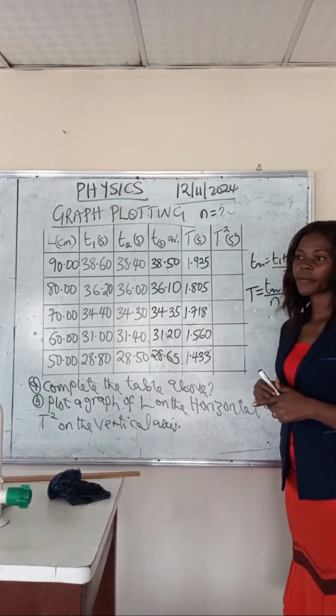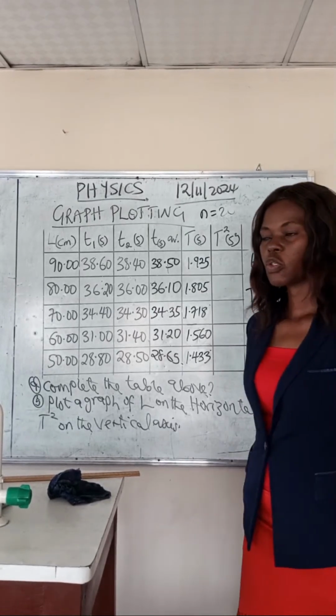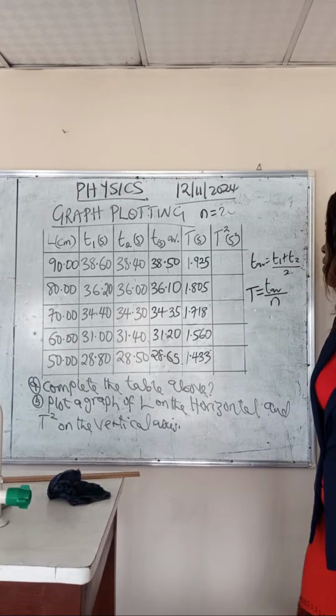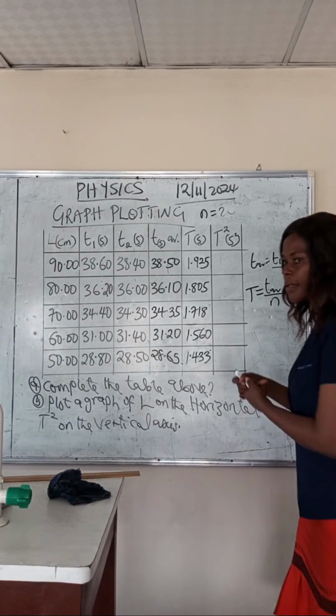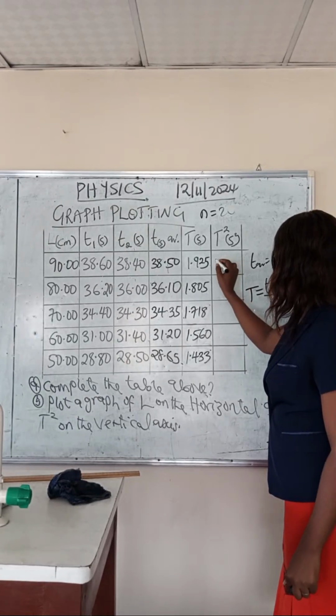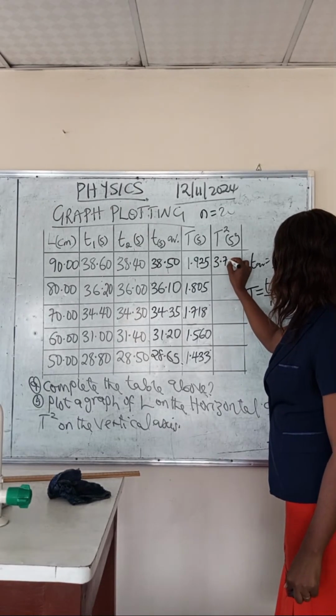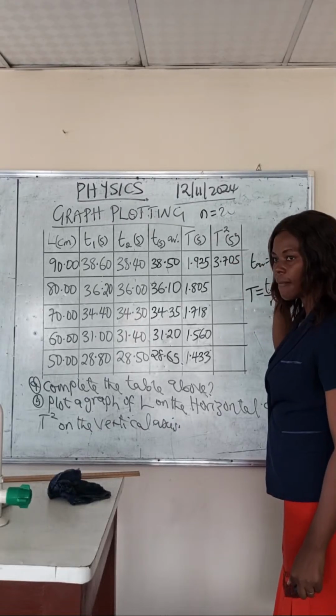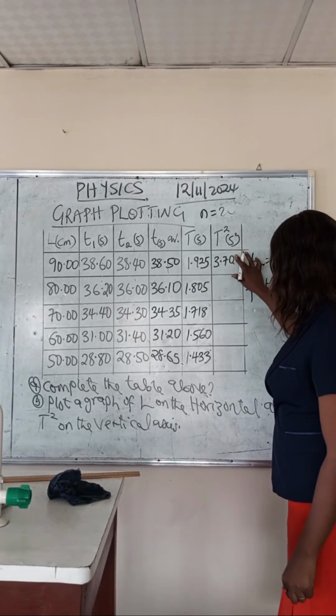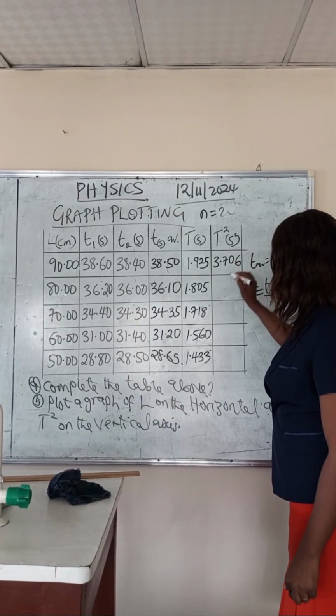Now can we square? Square what you have. Check. It's going to be very close. 3.70565. 3.705. It's going to be 3.70 approximately. Yes, let's approximate. Okay, next one.